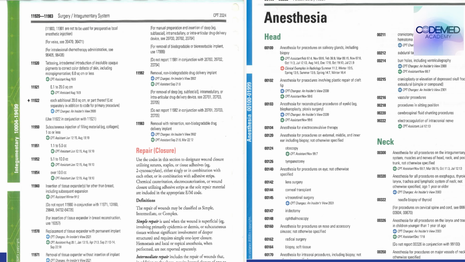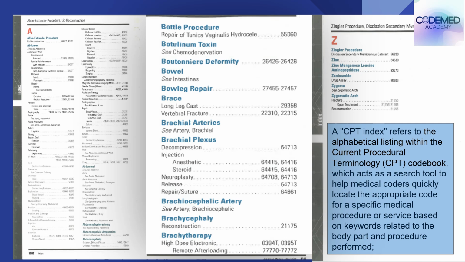If you see the sections, a section looks like this. This is the surgery section, and there is color coding here which tells you which section it is. Under surgery, there is a subheading, integumentary system, and here the year of the book is written, and here the code range present on this particular page is written, and this is the anesthesia section.